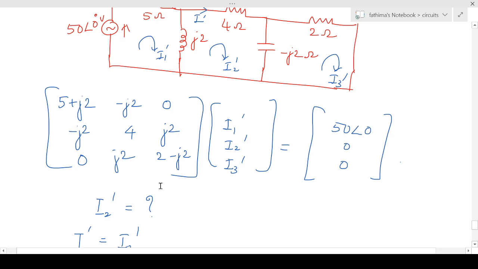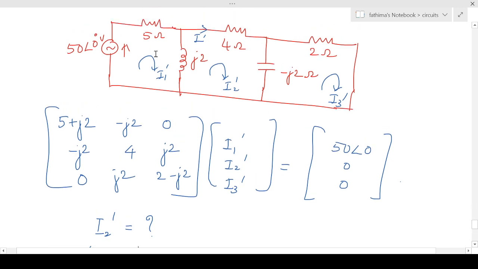So here we can write the matrix. Z11 will be equal to the sum of impedance in loop 1, so it is 5 plus J2. Z12 is the impedance common to loop 1 and 2, so that is minus J2. And Z13 is the impedance common to loop 1 and 3, so it is 0. And for the second loop, Z21 will be equal to minus J2, the impedance common to loop 2 and 1. And the sum of the impedance of loop 2 will be equal to 4 plus J2 minus J2, that is equal to 4. And the impedance common to loop 2 and 3 will be equal to J2. It is minus of minus J2, so it is J2.